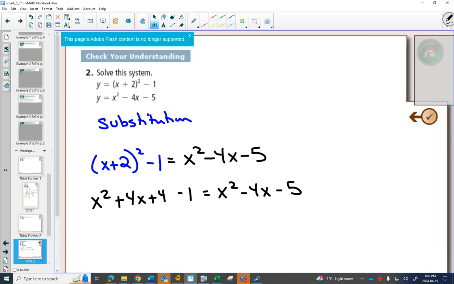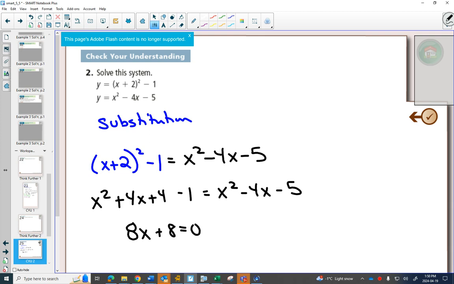And now I want to collect my like terms, so I'm going to move everything over to one side. Which means I'm going to subtract my x squareds, which means they go away completely. Kind of nice. I'm going to add 4x to both sides. That'll be 8x. I'm going to add 5 to both sides. This will be 3 plus 5 plus 8 equals 0.